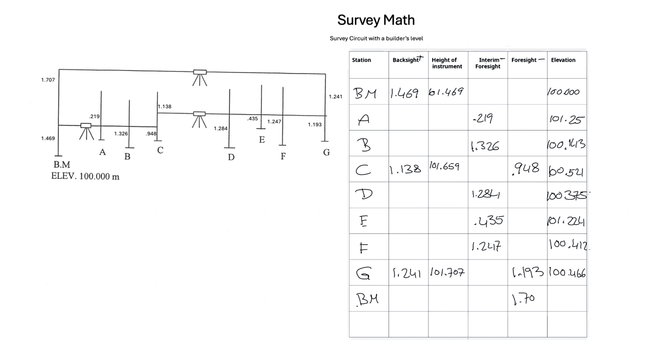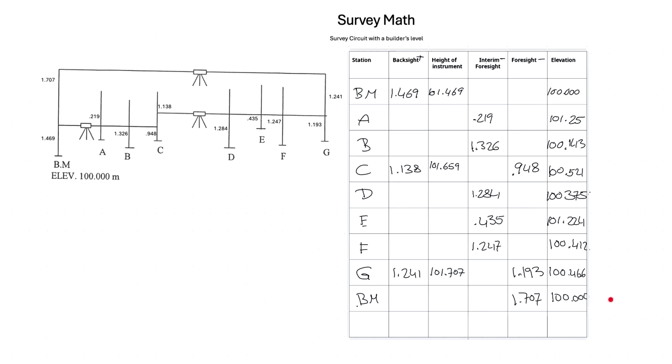1.707. So let's figure out the new elevation. We have our height of instrument minus our reading will give us the elevation. So 101.707 minus 1.707 should give us 100 on the dot. So check this out. We started at the benchmark and we ended at the benchmark. And thankfully, whew, the elevation is 100 for both, which means we did our math correctly.